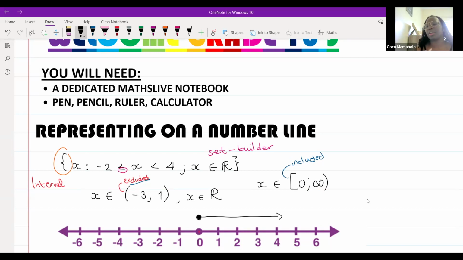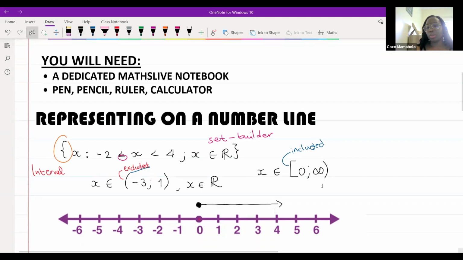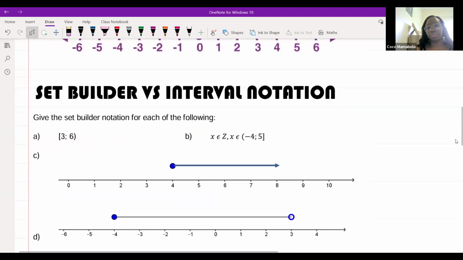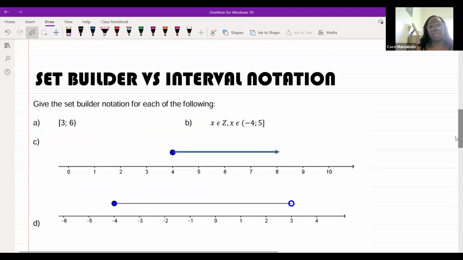So I'm going to give you guys a bit of an exercise to do yourselves, but this time I'm not going to give you the interval notation or the set builder notation. I'm going to give you guys the drawing, and you guys need to give me the set builder notation and the interval notation, and then we're going to see whether what you have matches what I have. Okay, so here is your exercise. It says here, give the set builder notation.